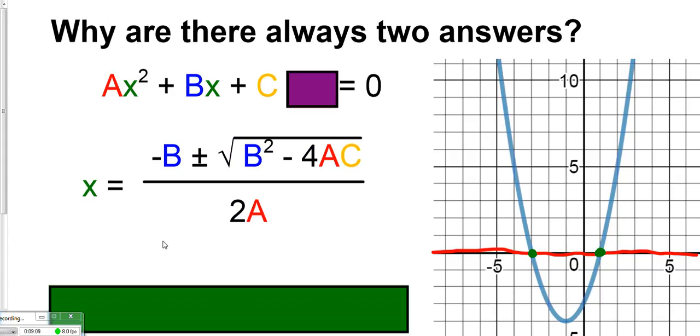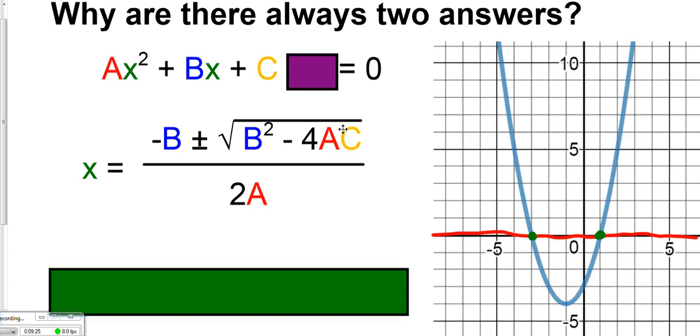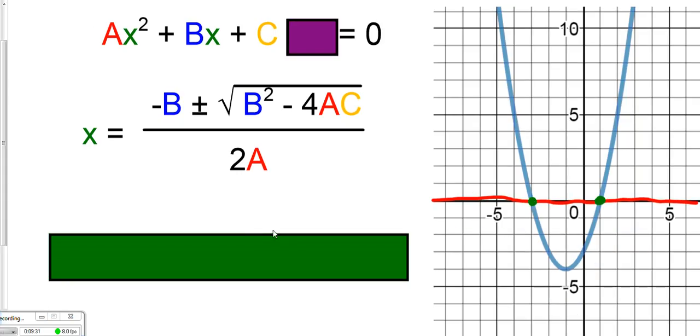If you look at it from this standpoint, why are there always 2 answers? Because there's a plus and a minus the square root. So again, from the equation way, it should make sense that plus a square root and minus a square root should give us 2 different answers. From the graph way, when y is 0, here and here, those are our 2 answers.